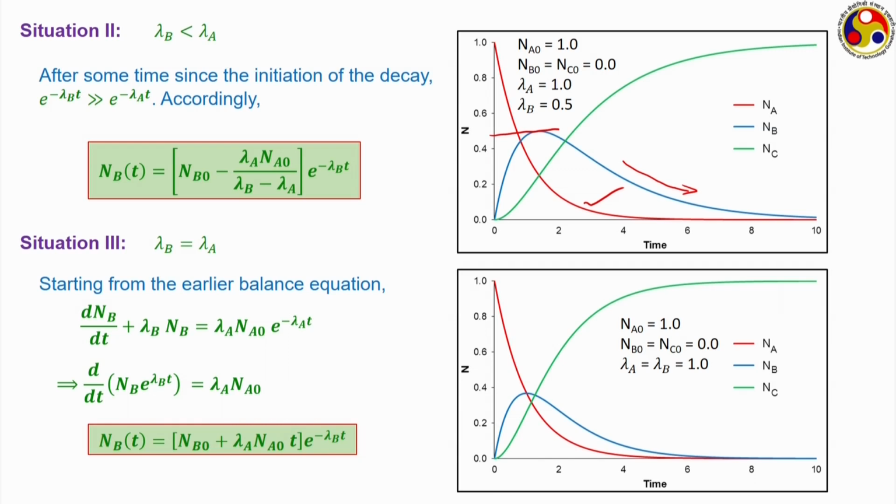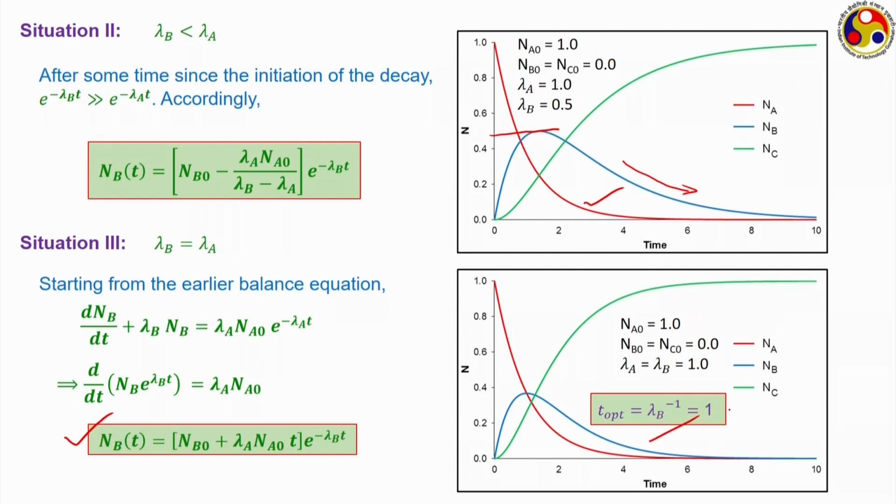In this case, again the maxima is somewhere in between the previous two cases, that is expected, and here the optimum time will have a different expression, which we can again obtain by maximizing this particular function N B, and that will come to be lambda B inverse. Here for the given combination of lambda A and lambda B, this is coming to be equal to 1. I would urge you to develop this particular mathematical form, which is just a straightforward differentiation of this expression with respect to time and setting it to 0, which should lead to the t optimum of lambda B to the power minus 1.